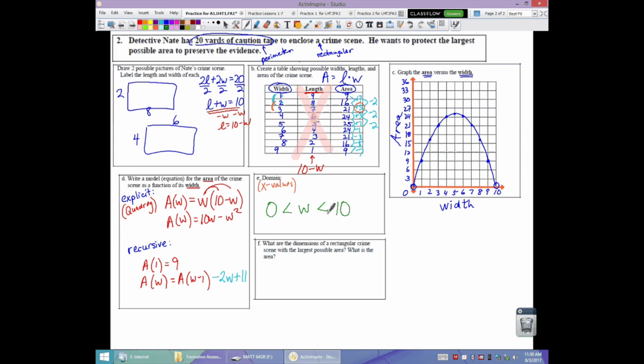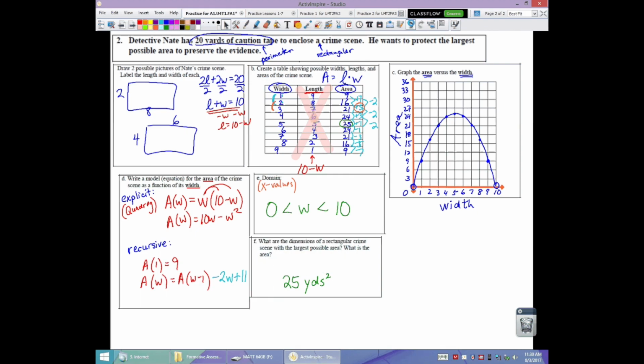What are the dimensions of a rectangular crime scene with the largest possible area? So 25 was the largest that we had in our table. Is that really the largest? Is that the vertex? And the answer is yes, it is. So 25 square yards is the largest. But there's a second question here. Oh, I'm sorry, this is backwards. That is the second question. The first question was, what are the dimensions of it?